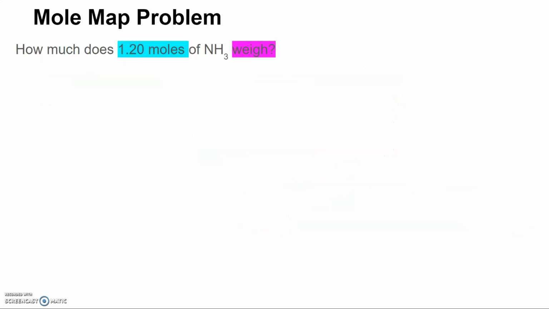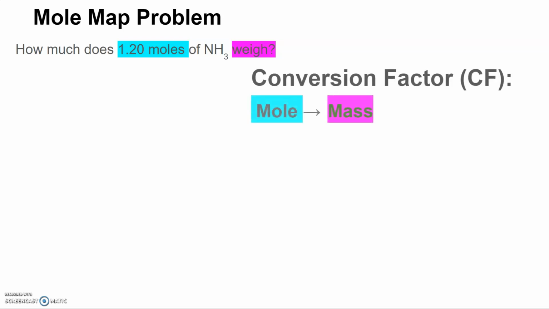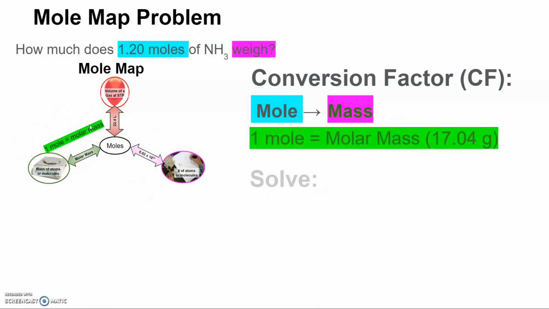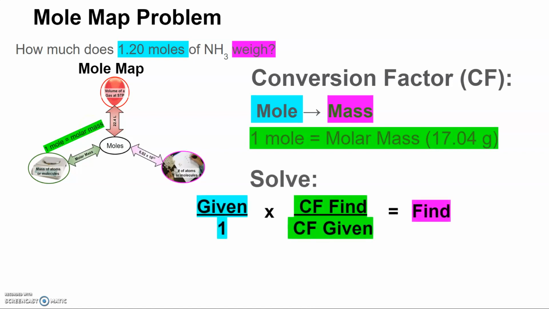An example of that would be a problem like, how much does 1.2 moles of NH3 weigh? So in this problem we're given the moles and we're trying to convert it to mass. And since we're going from moles to mass, we use the 1 mole equals molar mass as our conversion factor. And then we solve the problem, again, using dimensional analysis according to this setup here. And then our math looks something like this.